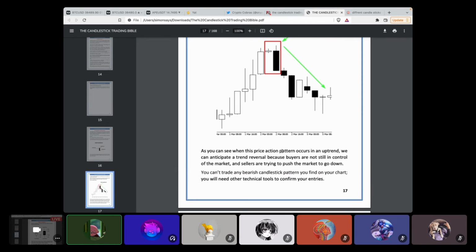As you can see, when this price action occurs in an uptrend, we can anticipate a trend reversal. So we see the Doji. I wouldn't call it an engulfing bar because it took the Doji. I would call it an engulfing bar when it takes this next candle out.